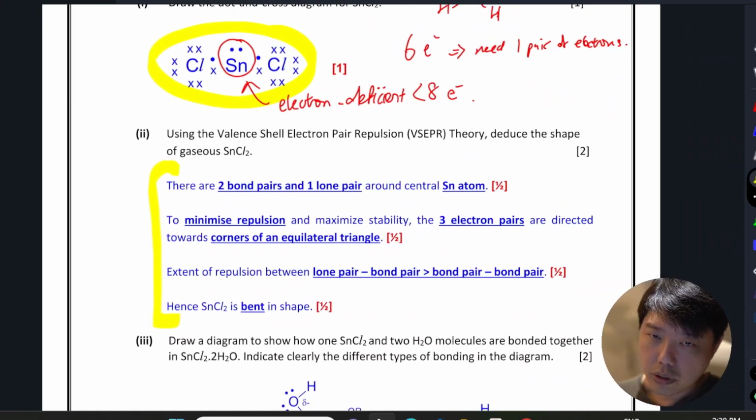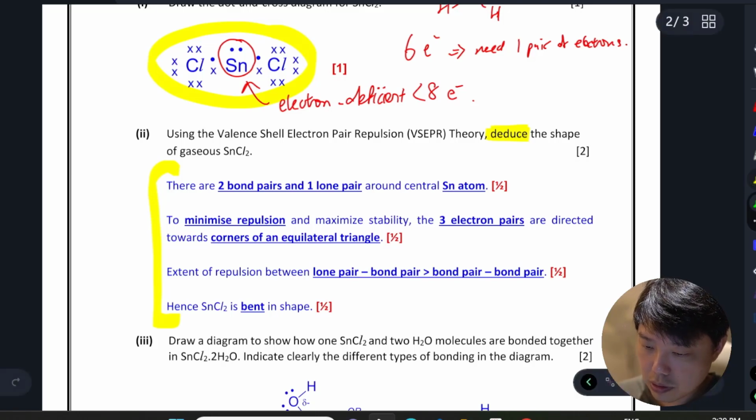Let's get started with today's topic. Okay, so for part 2, you've got to use VSEPR to deduce the shape. So from your dot and cross, you know that there are 2 bond pairs and 1 lone pair.